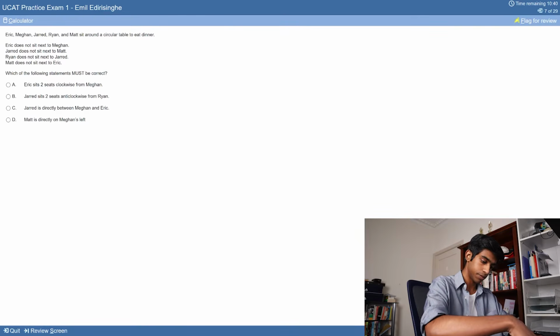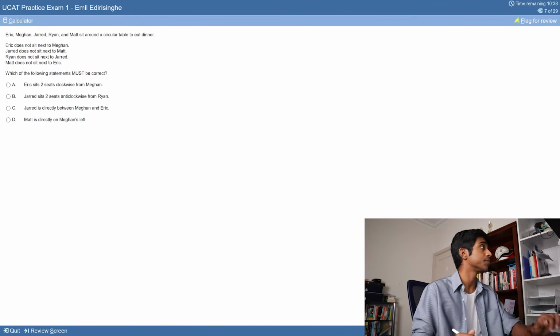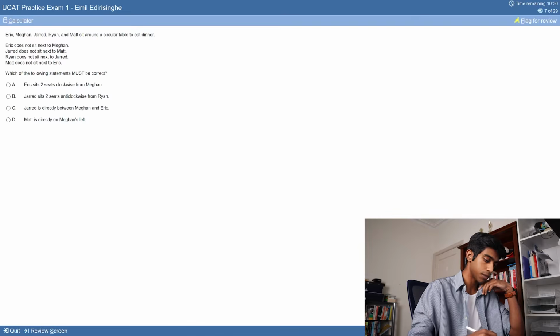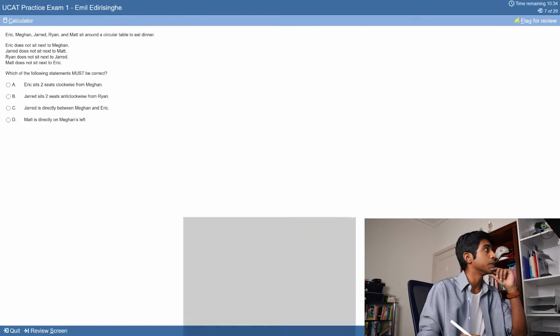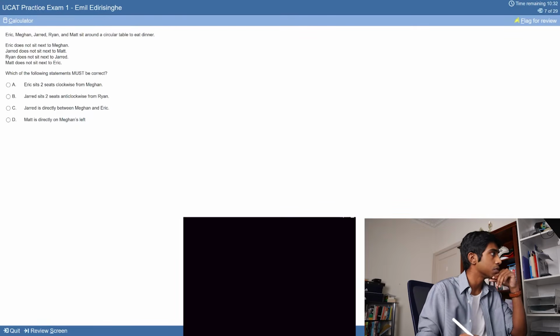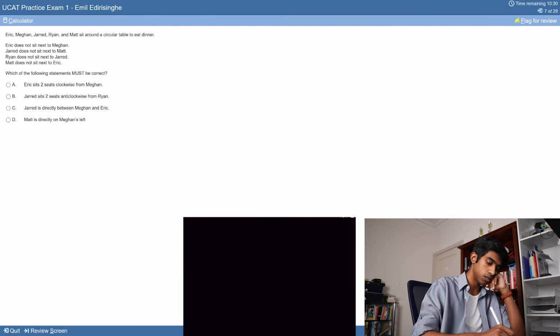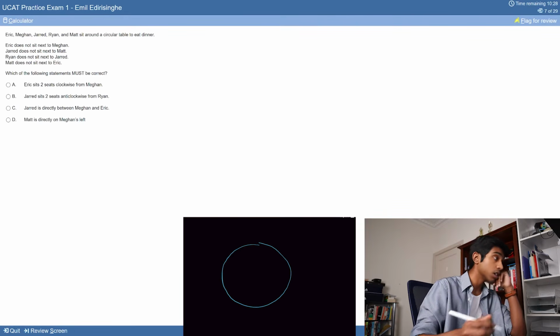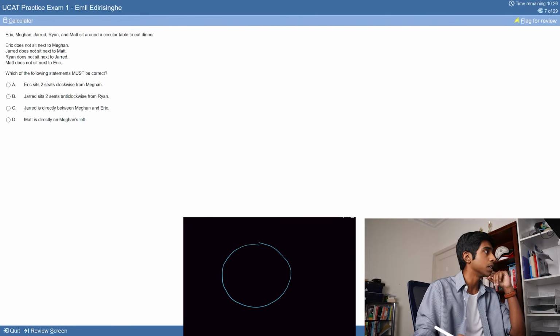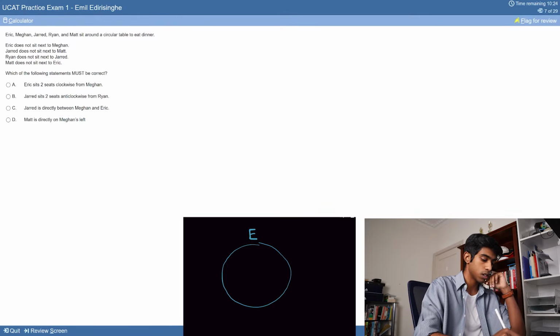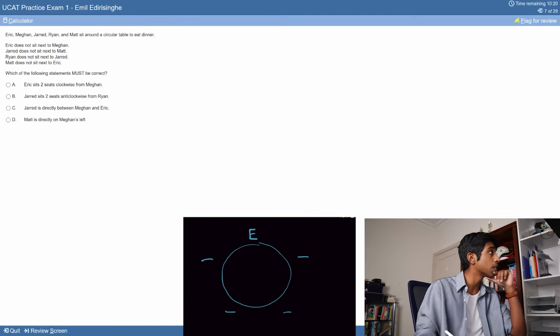Okay. Let's have a go at this one. Eric, Megan, Jared, and Ryan sit around a circular table. Okay, so we'll just do this. Eric does not sit next to Megan, so I'll just put Eric, and I'll put in the other seats. Jared does not sit next to Matt. Ryan does not sit next to Jared. Matt does not sit next to Eric.